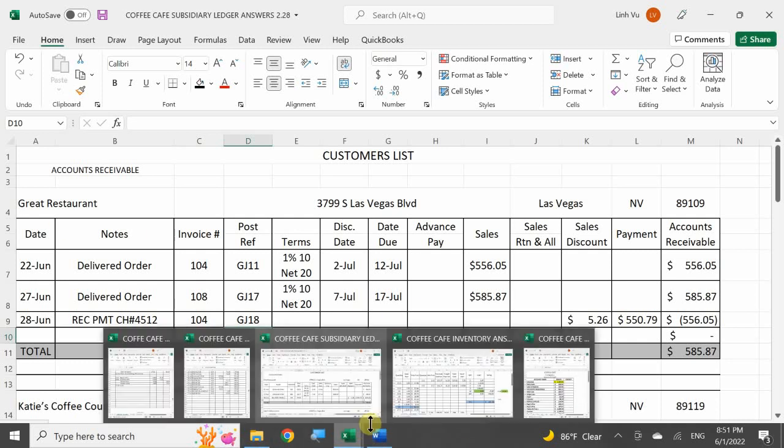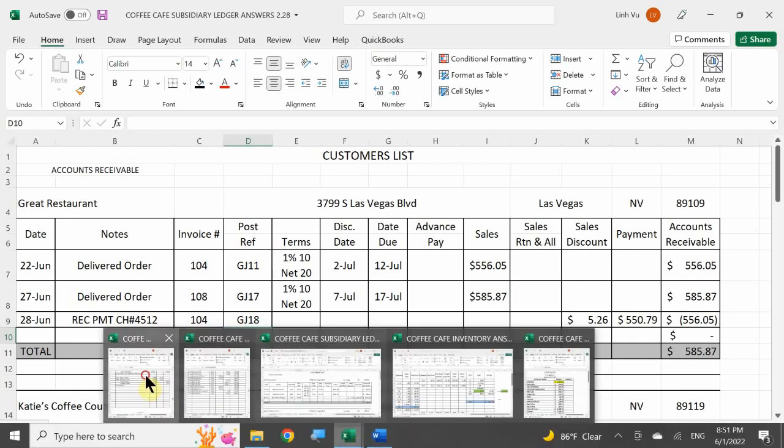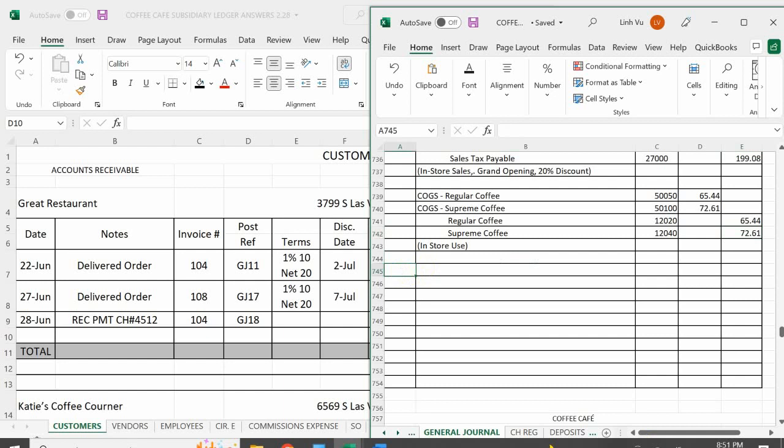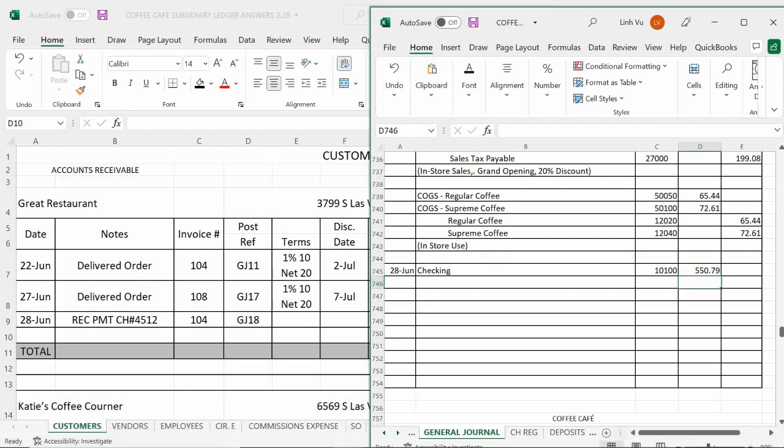So let's take a look here in our journal. Okay? We're going to record it like this. Since we haven't done one, it's the 28th. We received cash, or we received a check, okay, for the $550.79. Okay, so that was the check for the $550.79.